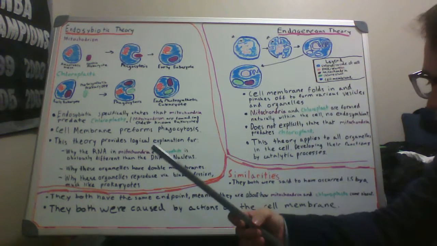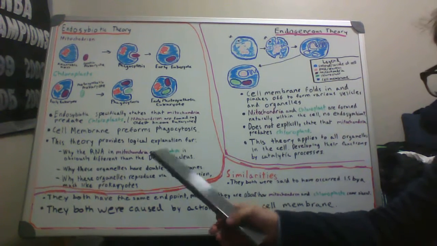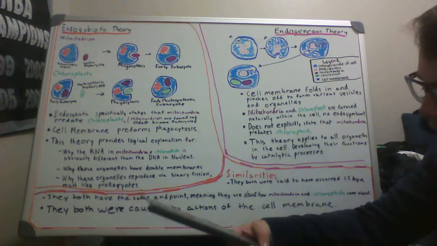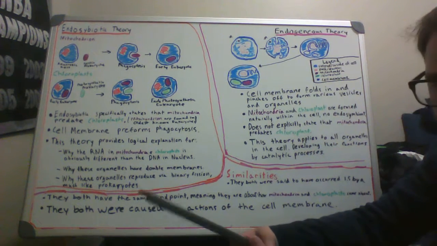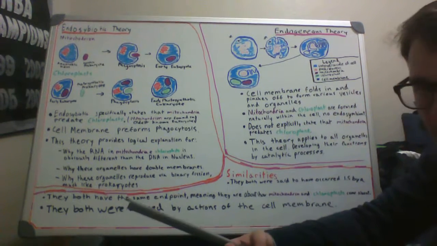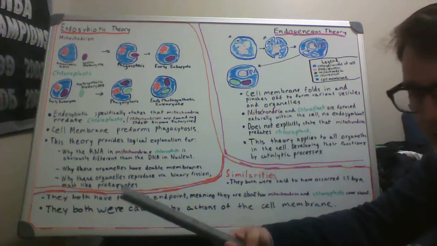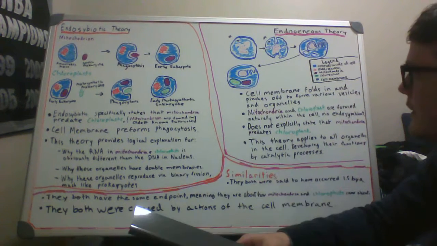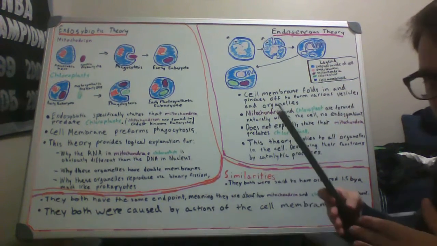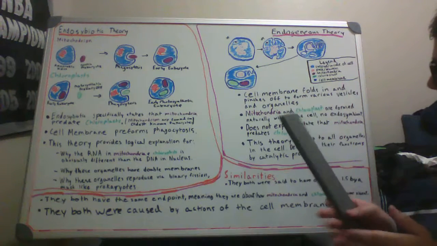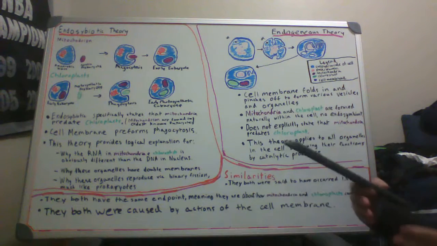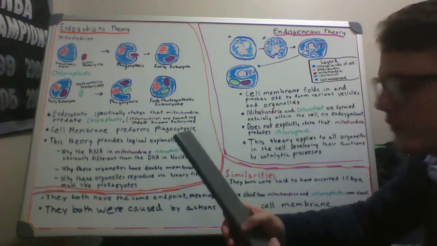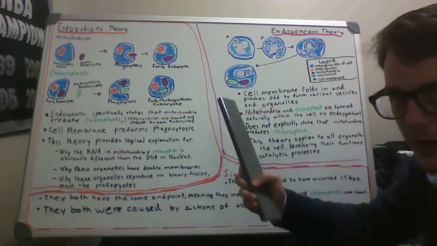So in the endosymbiotic theory, the cell membrane phagocytosed the ancient prokaryotes, and that's what led to the endosymbiotic theory. And then the endogenous theory said that the cell membrane folded in and formed around certain structures already inside the prokaryotic cell.